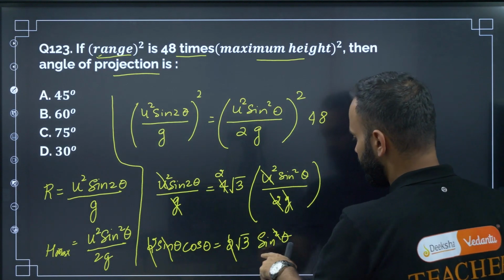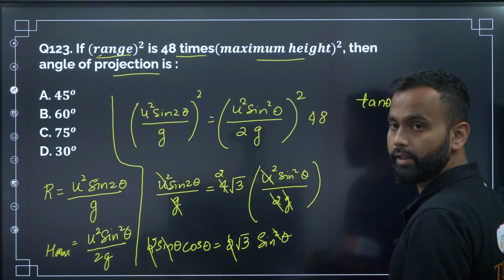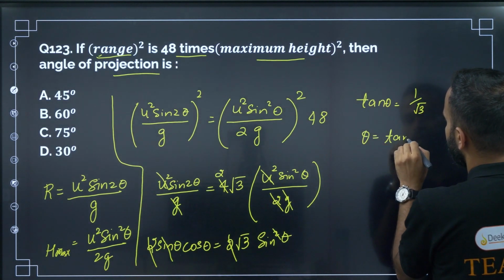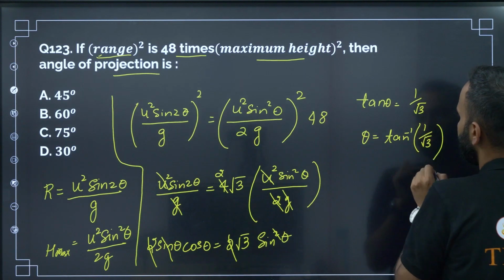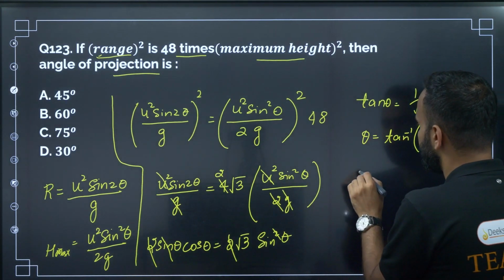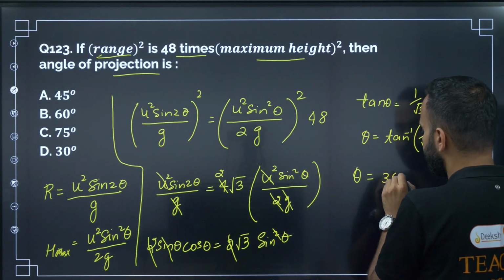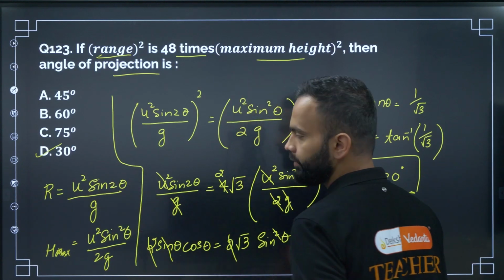is equal to 1 divided by root 3. So theta equals tan inverse of 1 divided by root 3. The value of tan inverse of 1 by root 3 is 30 degree. So the value of theta, that is the angle of projection, is equal to 30 degree. So the correct option is D.